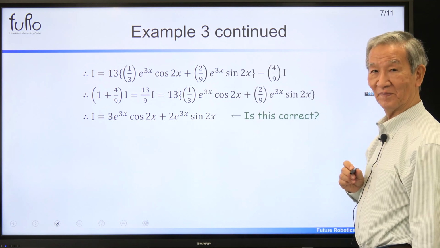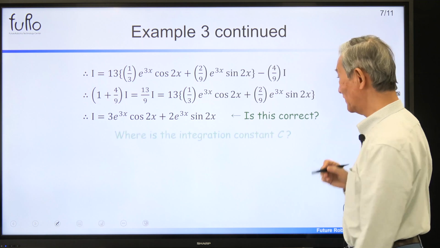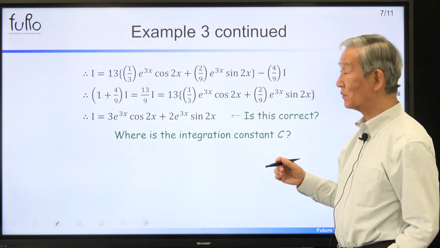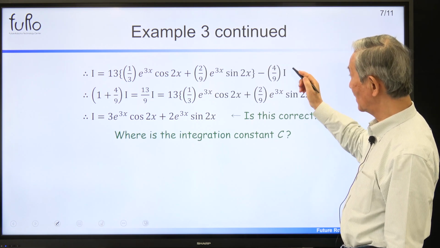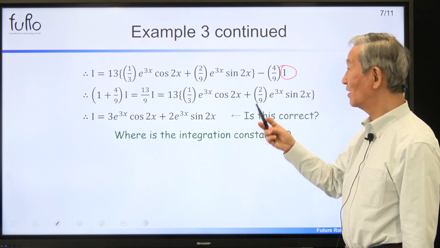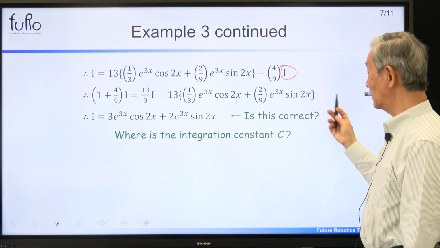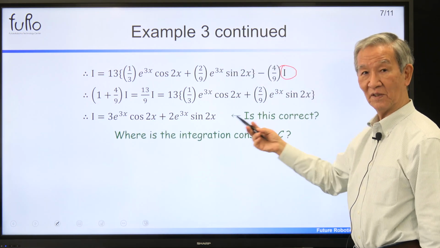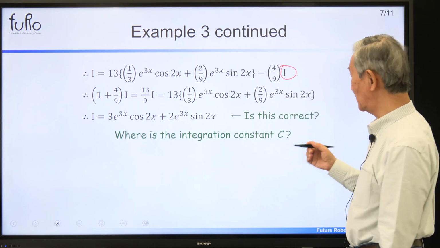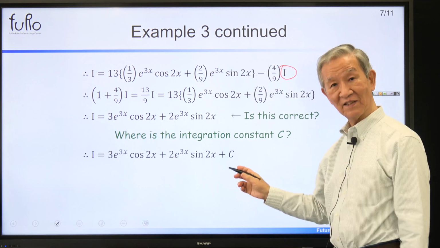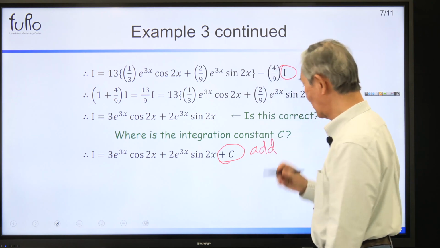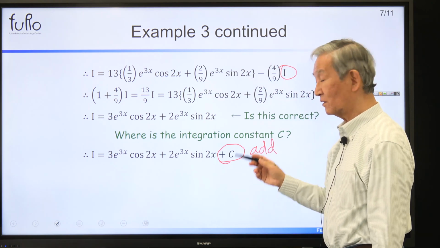Is this correct? Some of you have already noticed that where is the integration constant c? Okay, as I said before, when you do have indefinite integral, that's fine because you haven't evaluated that. But once you move to the other side and then you don't have indefinite integral on this side. So therefore, what's going to happen is that you have to have c. How? You just add c. That's all you have to do. You just add c to get the complete answer.